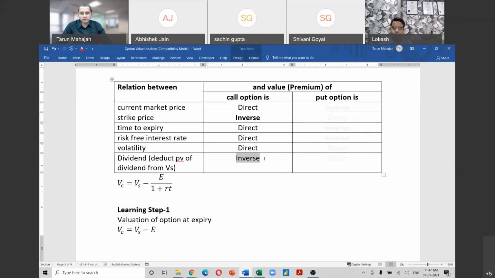They'll ask you at least one question: if the time to expiry increases, what happens to the value of a call option? Rises, falls, remains the same, or is not dependent? For a put option, the reverse thing will happen. If this has a direct relationship, here we will have an inverse relation. If this is inverse, for a put option, this will be direct. Because instead of VS minus E, in case of a put option, it becomes E minus VS. And that's why these direct ones will also become inverse. So a put option is just the reverse of the call option.